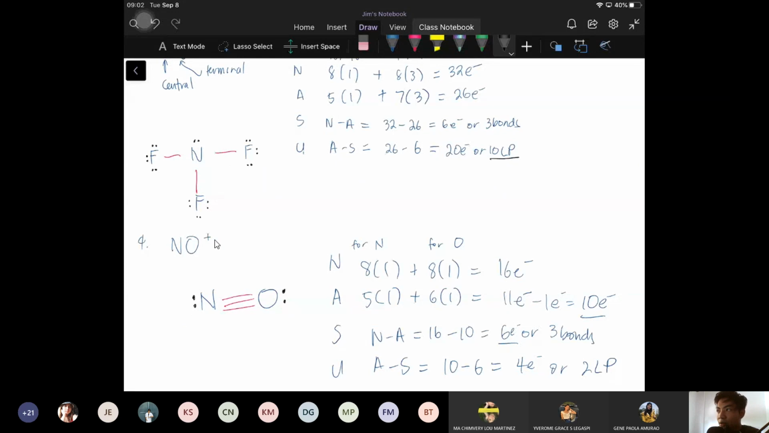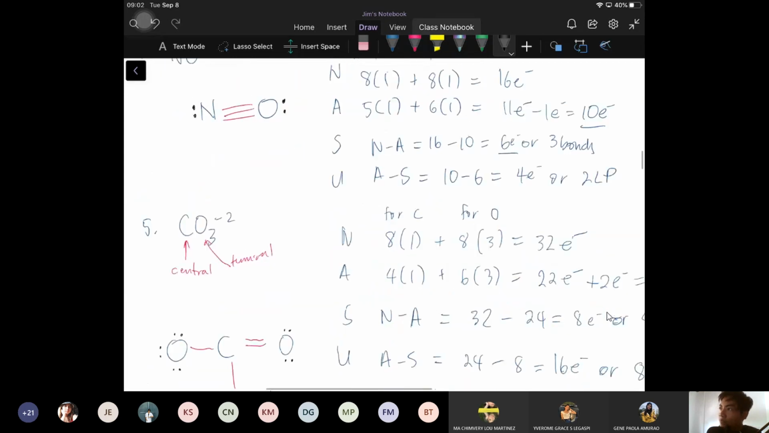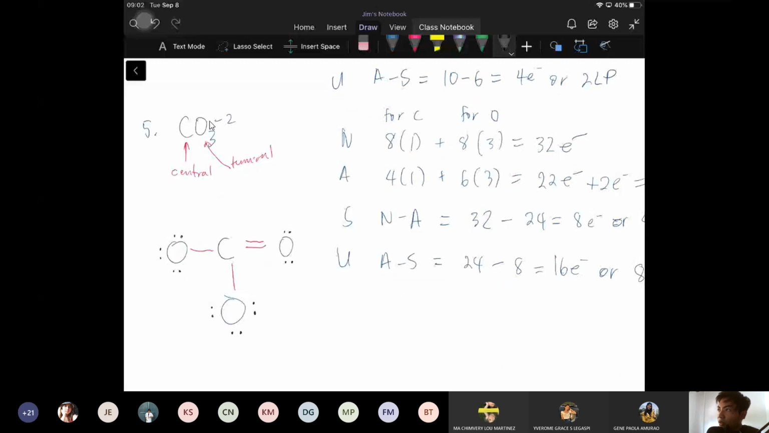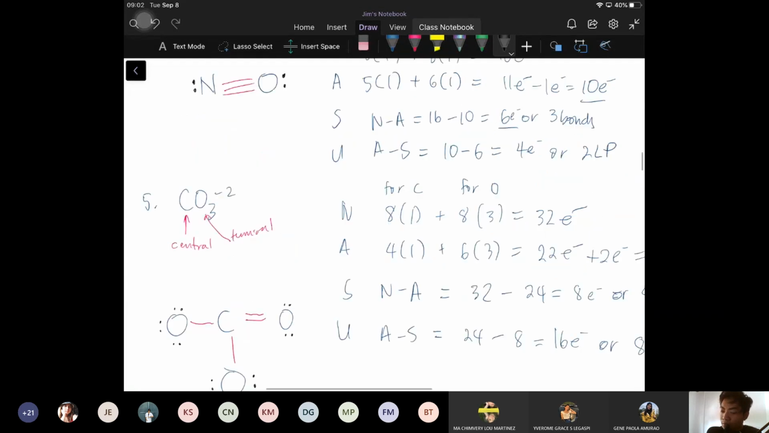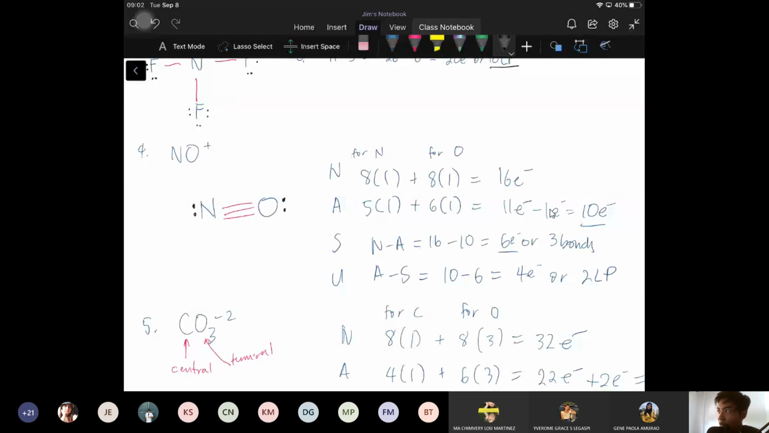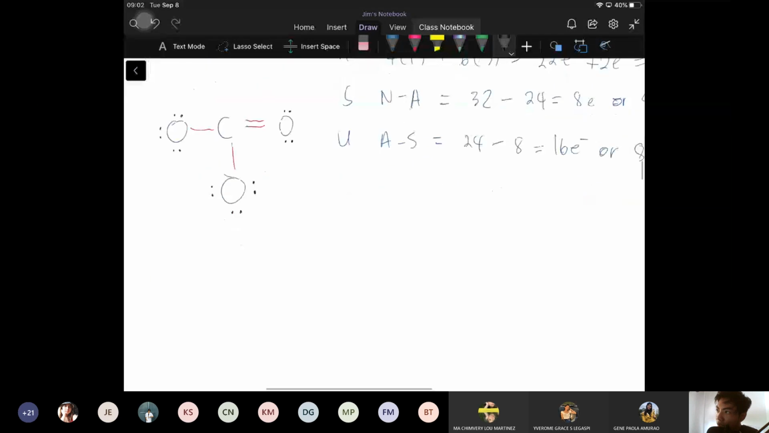Whenever you have charges, you have to account for it in your available electrons. If your molecule is positively charged, that means you have to deduct electrons sa available na. So this is positive 1, so I will deduct 1 electron sa available. If that is negative naman, you have to add the negative charges now to your available. Since this is negative 2, I will add 2 electrons. This is positive 1, I will subtract 1 electron. No? So, ganun yung idea. Okay.